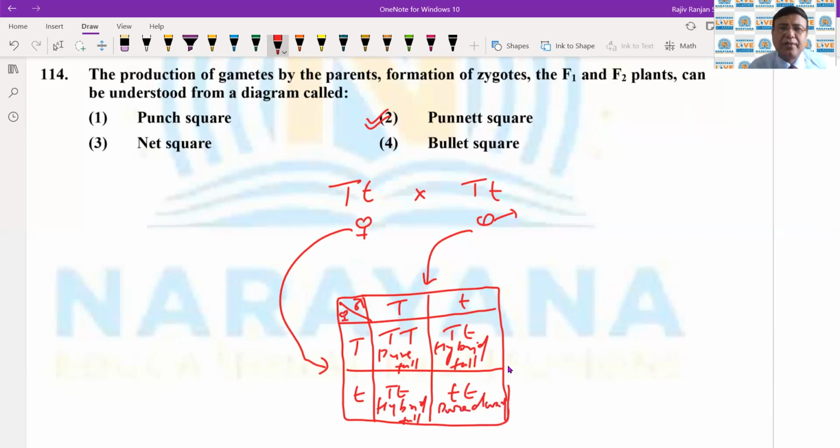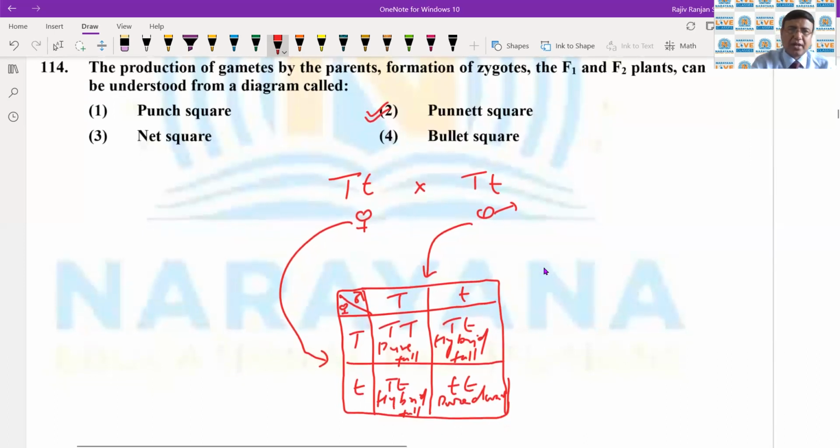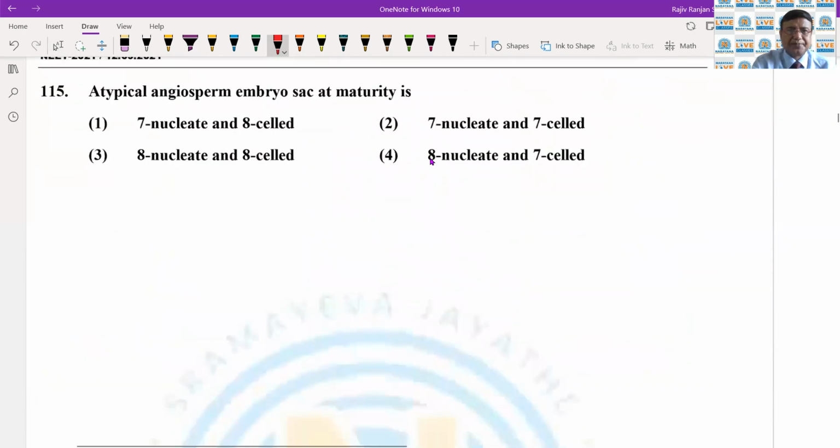So in this way, we may represent the F1, F2 generations very conveniently. This also minimizes the chances of mistake in the larger process, particularly the dihybrid process. So this representation gives more accuracy in order to show the F1 and F2 generations. So the correct option is Punnett square. Let's now see question number 115.